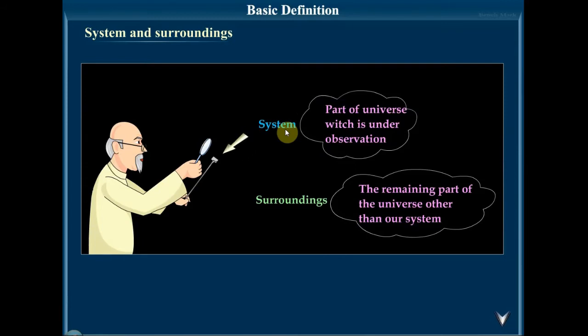So whatever he is concentrating on, that is called the system. Then what is the surroundings here? The part of the universe other than the system is known as the surrounding. As I told you earlier, if you are doing an experiment, whatever experiment you are doing, that is the system, and all the other surrounding it is called the surroundings. From the name itself it is clear. The remaining part of the universe other than our system is known as the surroundings.